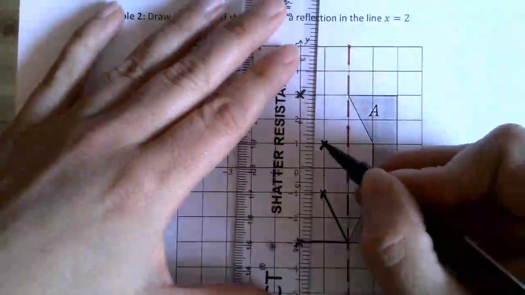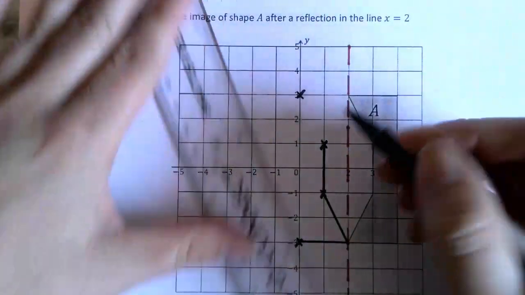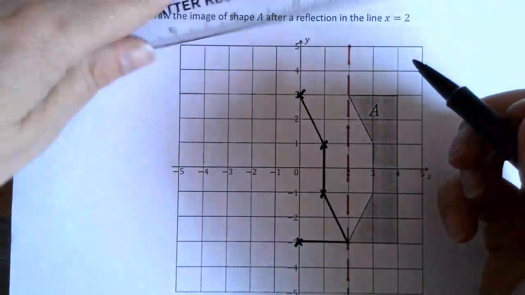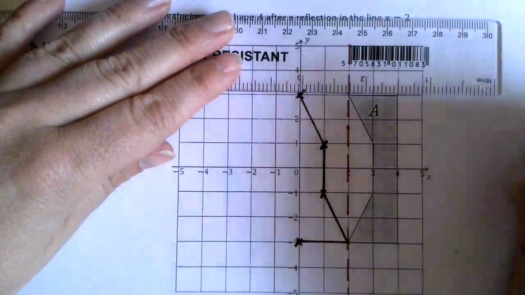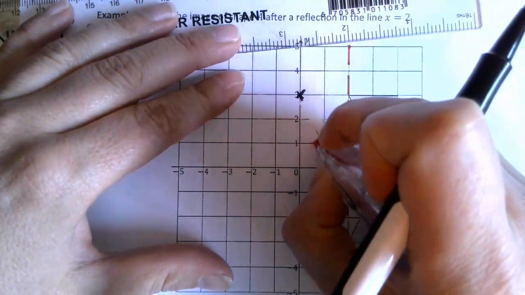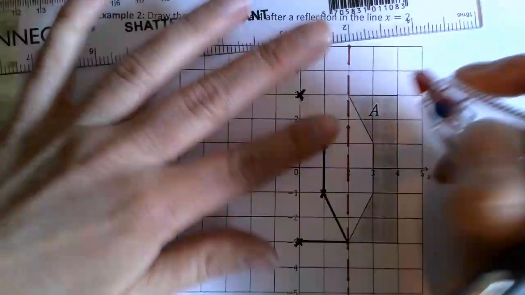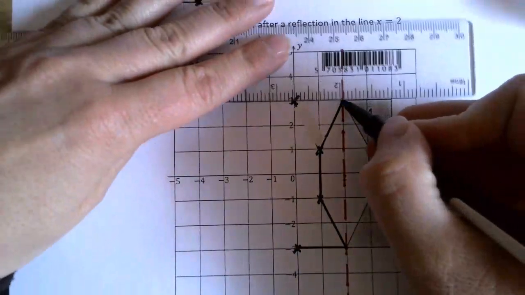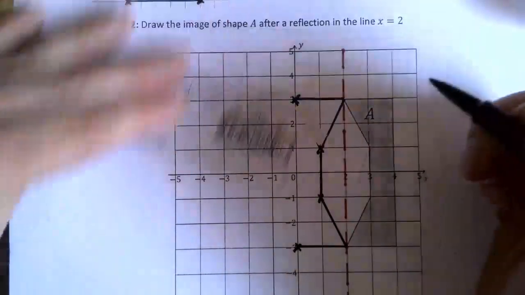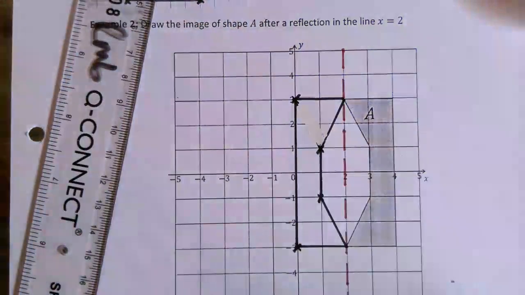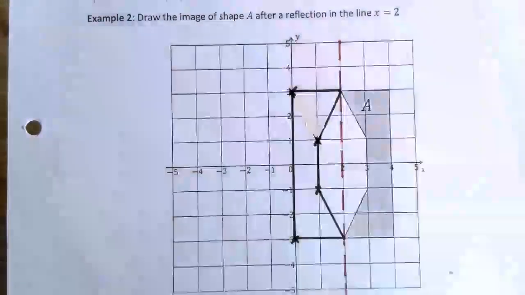So if I start to join in my lines using a ruler, I should end up with the reflection. Oh, I've done it wrong again. You're right, I'm having a nightmare here. Okay. Need to pay attention. Okay, there we go. Maybe I didn't go in a logical enough order. Yeah, that's us. I don't know why I'm making so many mistakes.